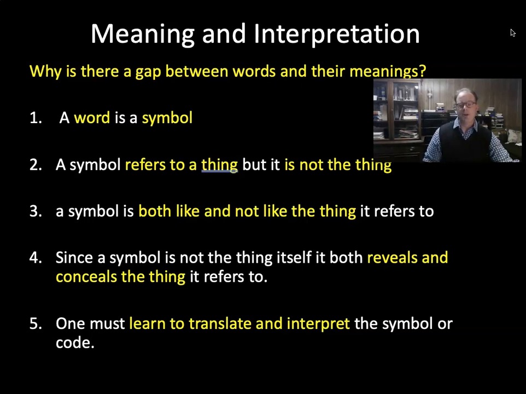So a symbol is both like the thing and it's not the thing. The best example is an image, a painting or a photograph. In certain ways it looks like it, but it's not the thing, and we wouldn't confuse the two, right? Since a symbol is not the thing itself, it both reveals and conceals the thing.